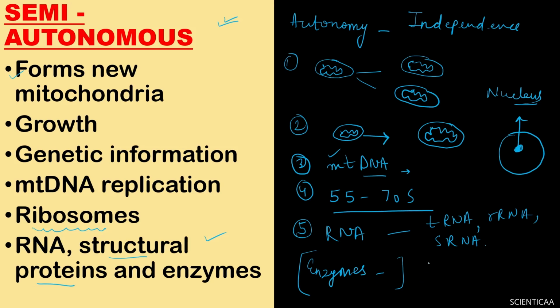But then we have said it is semi-autonomous. Now why semi? Semi means not complete. It is semi-autonomous because mitochondria depends upon the cell nucleus and cytosol for its raw materials. The raw materials are being obtained from the cytosol only. Therefore we call it semi-autonomous.